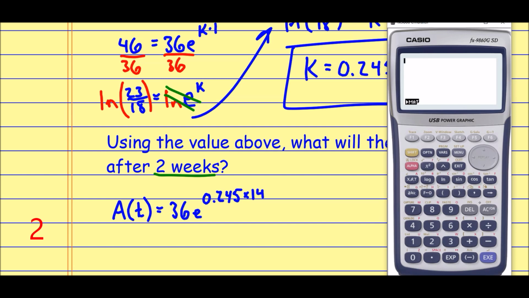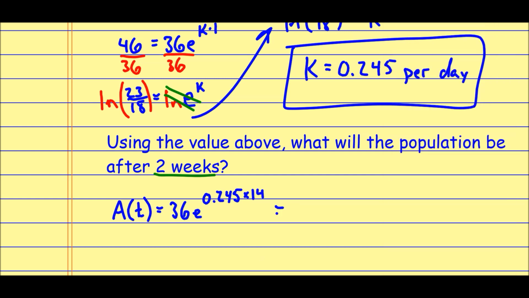Again, let me show you the other way. One of the other options here is if you do the 0.245 times the 14, and then you could write that down or whatever. Now do 36 times e raised to that power. Here's the other option. You hit second and then that ANS, and basically it just uses whatever your previous answer was. And so it plugs that 3.43 in, or you can type in that 3.43. Notice I get the same answer. So 1,112.